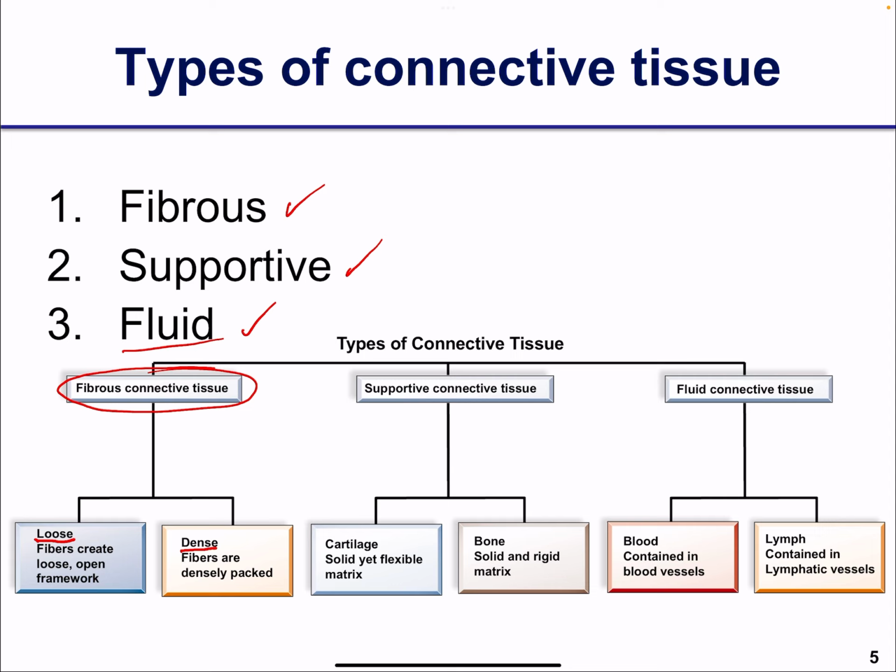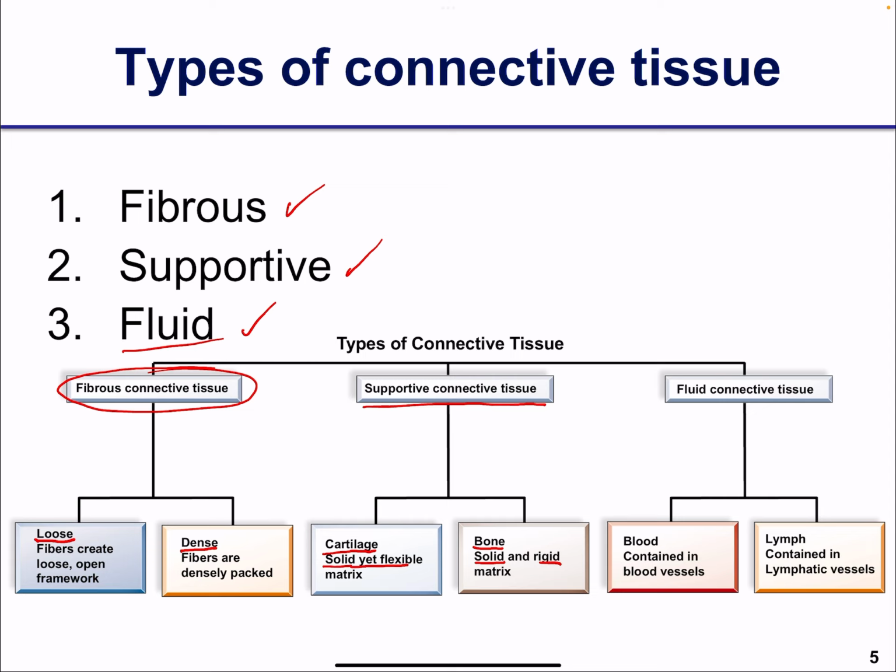Then we are going to have the supportive connective tissues. In that group, we are going to have two kinds of supportive connective tissues. We are going to have the cartilage that is solid yet flexible, and the bones that are solid and rigid. By the way, that's why they can break, right?